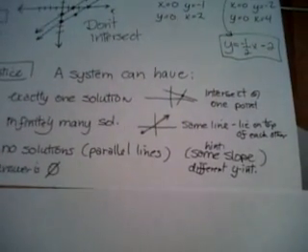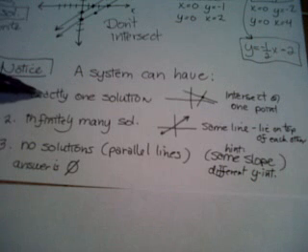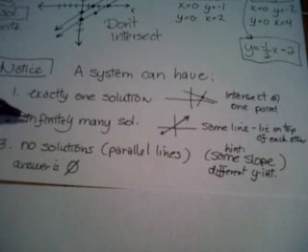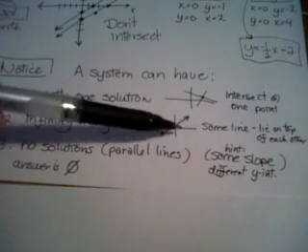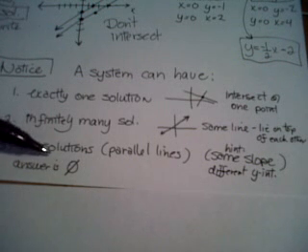So what we can have is only one of three choices for our solutions. One, we're going to have exactly one solution, and that's where the two lines intersect at one point. Our second option is that we have infinitely many solutions, and this means they are the same line, and one line is a multiple of the other and lies on top of each other. And then my final possibility would be no solutions.